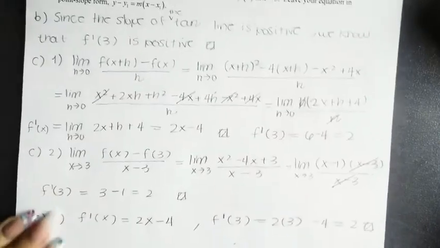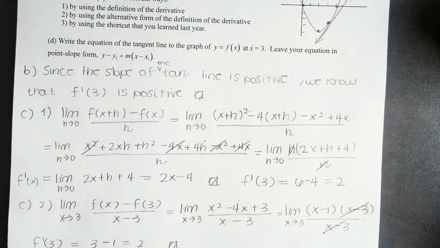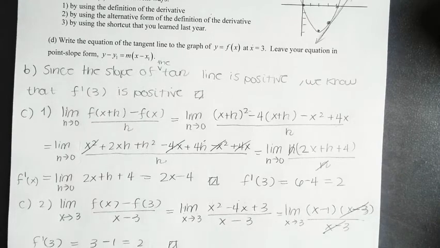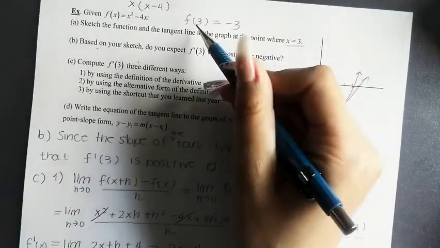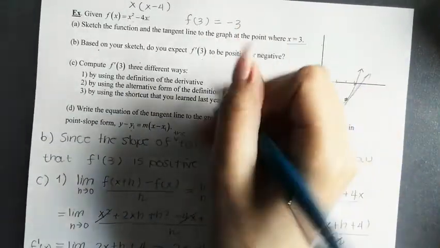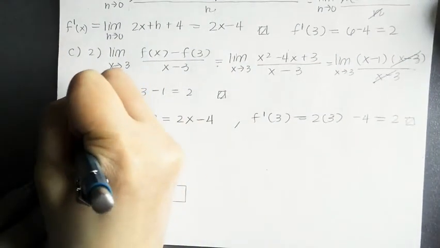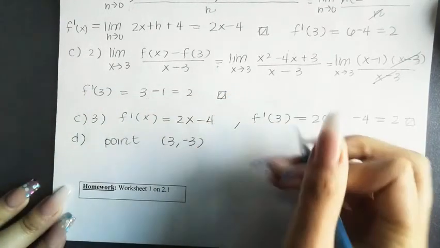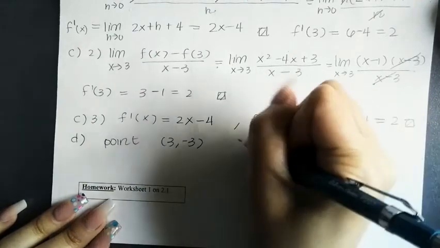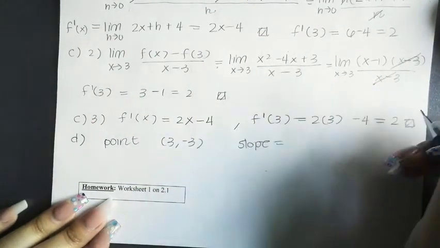For the last part that we have here, write the equation of the tangent line to the graph y equals f of x at x equals 3. Leave your equation in point slope form. What are you going to do? Y minus y1. You already have the x1 and the y1, because you already know that x is 3 and your y is negative 3, so you already have your point. Let's organize. You have the point 3, negative 3 from the original, and we already have the slope, right? What's the slope? The slope is going to be equal to 2.